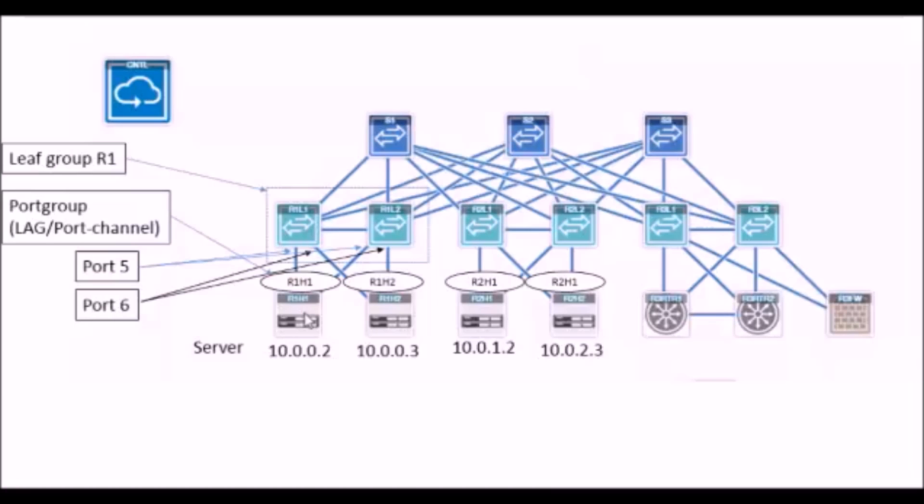And from the leaf groups, we'll define port channels to the servers: R1, H1; R1, H2; R2, H1; and R2, H2. And I'm using port 5 and port 6 in this setup.